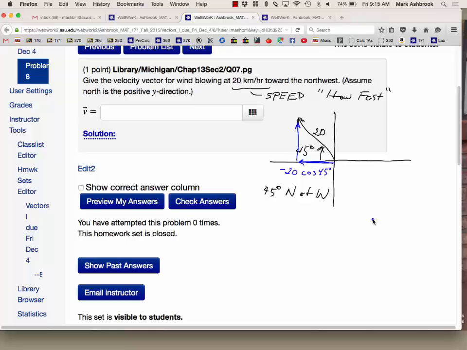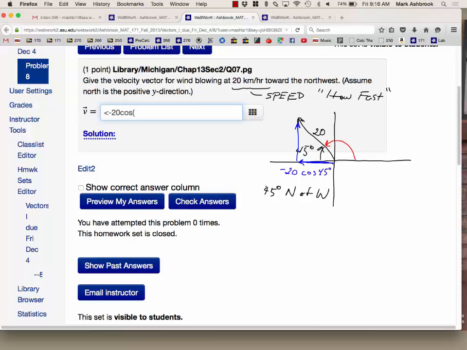So another alternate thing you could do here is positive 20 times cosine of 135, because cosine 135 will automatically give us the negative that we want, right? Because 135 knows that it's in the second quadrant. But if you use 45, then you need to include the negative because cosine 45 is positive. Does that make sense? All right, so let's use negative 20 cosine.